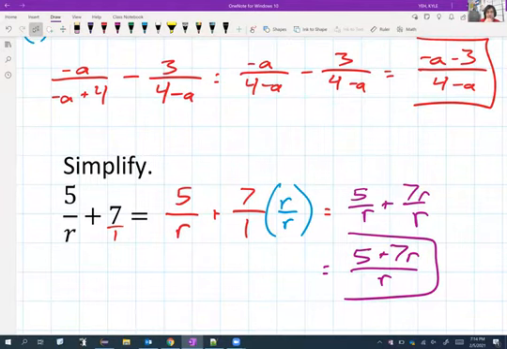All right, right here, I multiplied the right-hand rational expression by r over r to give me 5 over r plus 7r over r, which equals 5 plus 7r over r. Final answer.